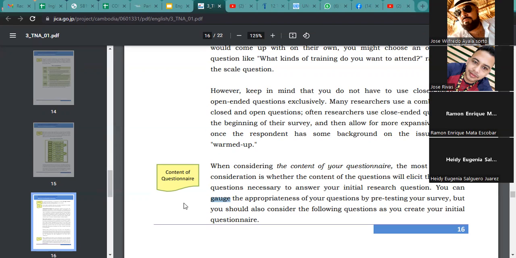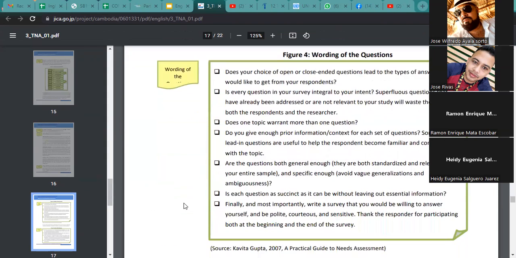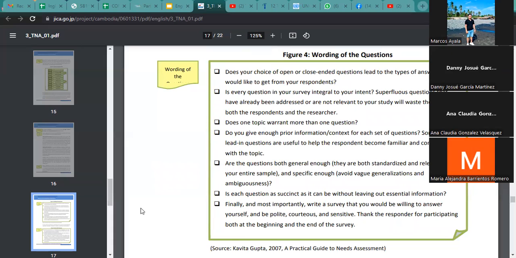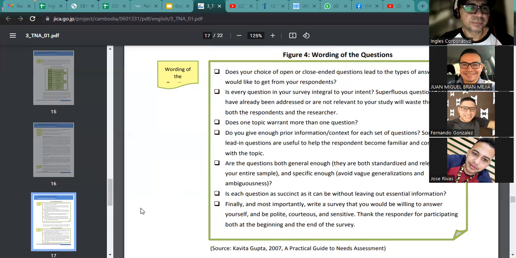Like a measure. Very good. That is like measure. And there is no other ideas. Good. So it says wording of the questions. This is going to be for, let me just check here. Okay.